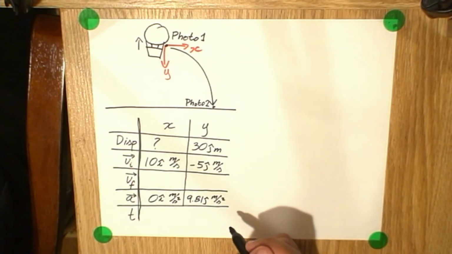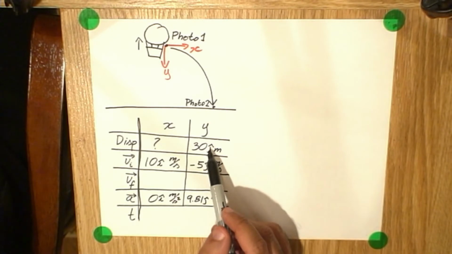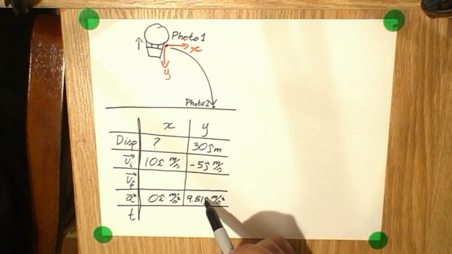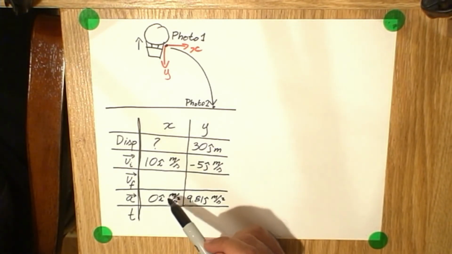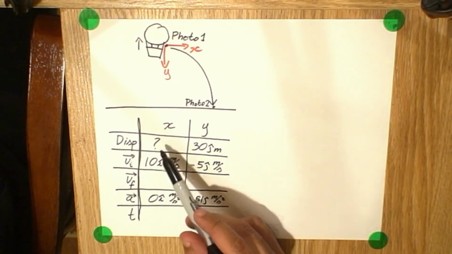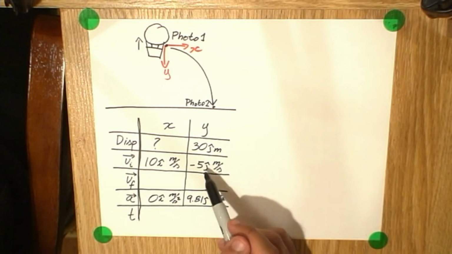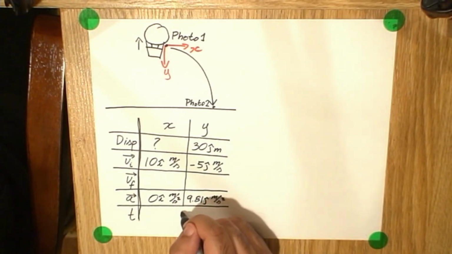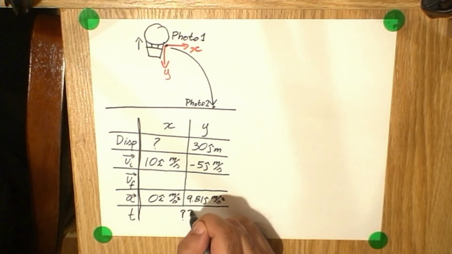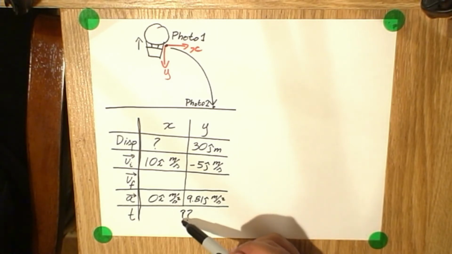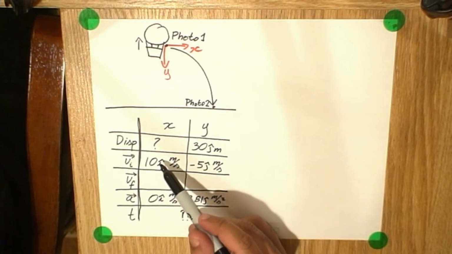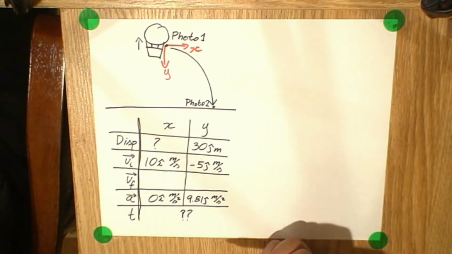So here's what we have to do. We are given 3 pieces of information in y and only 2 in x. So we cannot yet solve the toolbox equations in x. We can only do it in y. So let's say we solve the toolbox equations in y and we find out the time. Then we use the time alongside the acceleration and the velocity in x to find the displacement in x. Let's go ahead and do this.